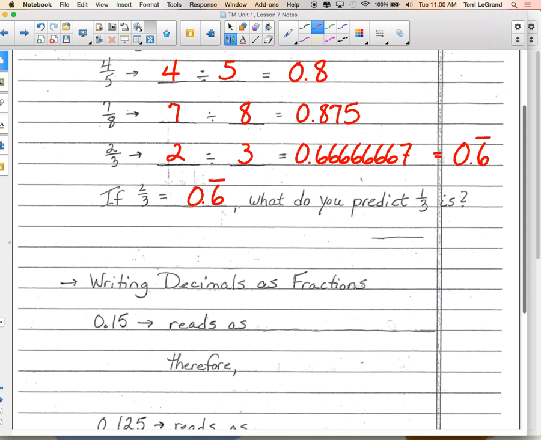Well, yeah. That is what it is. If you actually did 1 divided by 3 in your calculator, let's see if that's what you get. You get 0.333333, and they just keep going, right? How did you make that prediction? Carly?